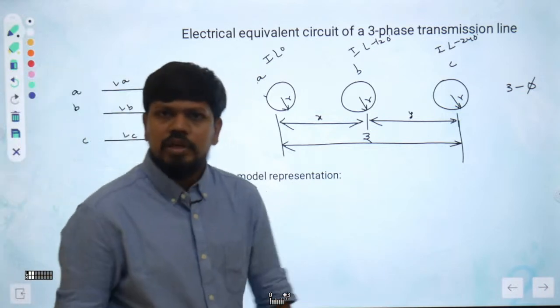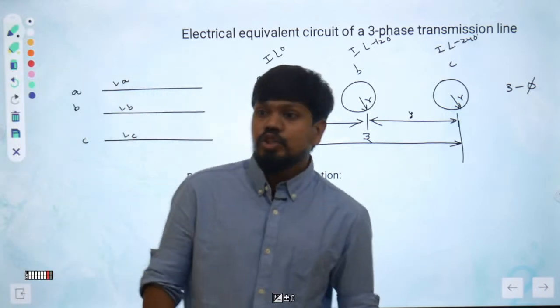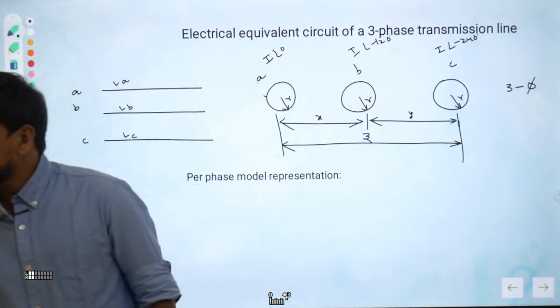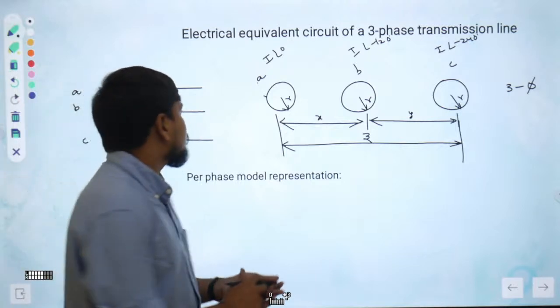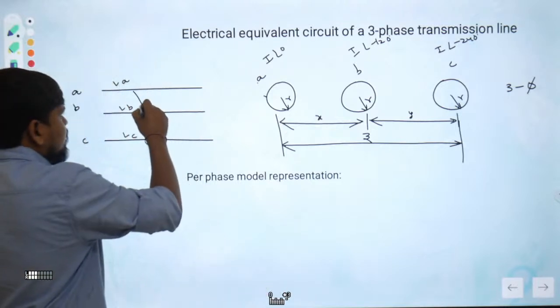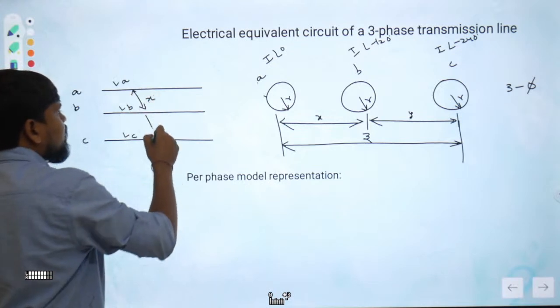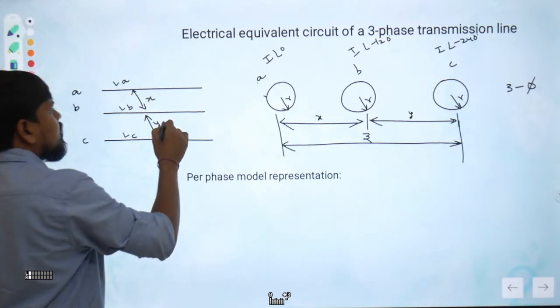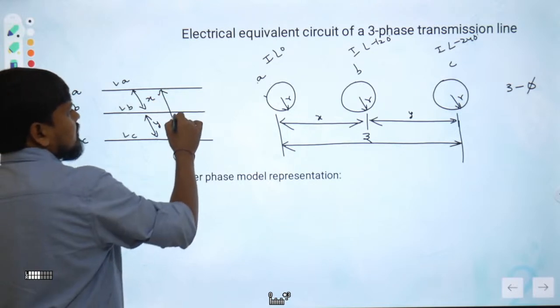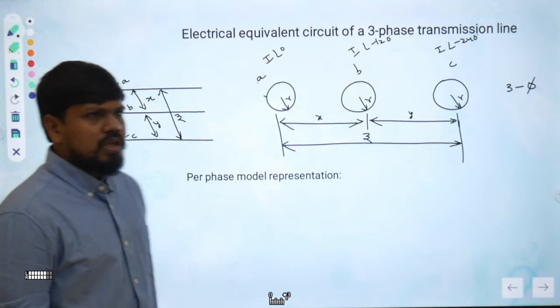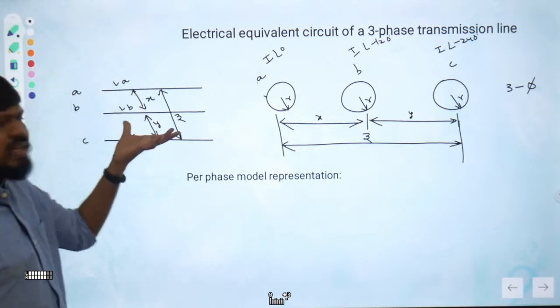These may be the same, but for mutual linkages we need to look further. Between these two the distance is x, between these two the distance is y, and between these two the distance is z. Got it, right? So that means mutual linkages are not the same.